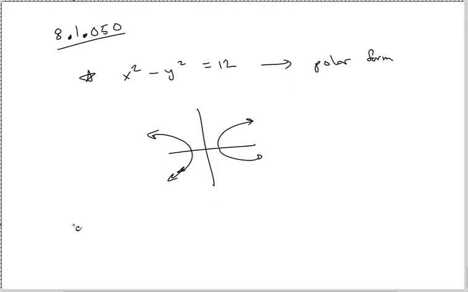How do we do it? Well, you use that same set of formulas. I'm going to rewrite them because they're very important. r squared is equal to x squared plus y squared. The tangent of theta is equal to y over x. I have x is equal to r cosine theta, and y is equal to r sine theta.